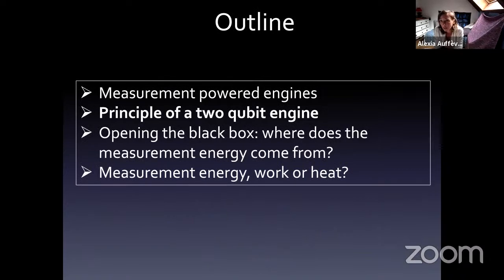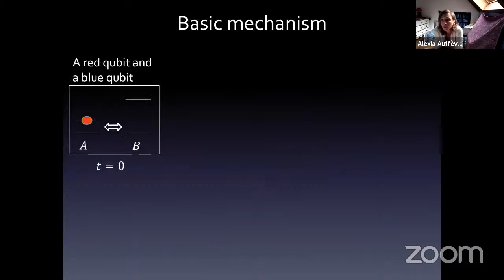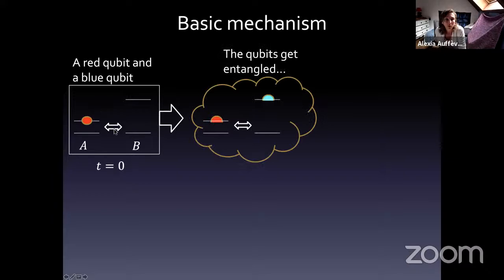Which brings me to the second part of the talk, which is the principle of the two-qubit engine. And the principle is very intuitive. You have two qubits, a red and a blue, where the red qubit A has less energy than the blue qubit B. And at time 0, you excite the first qubit, so you put an excitation here. And then the two are coupled. So after a long time, they get entangled such that the quantum of energy that is here basically gets delocalized between the red qubit and the blue qubit.